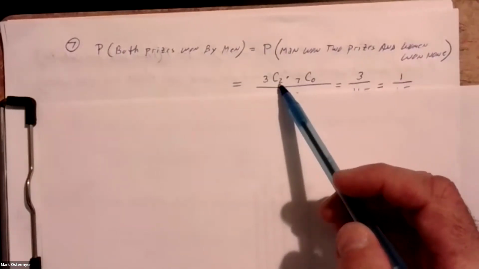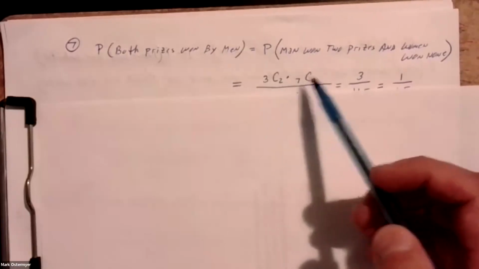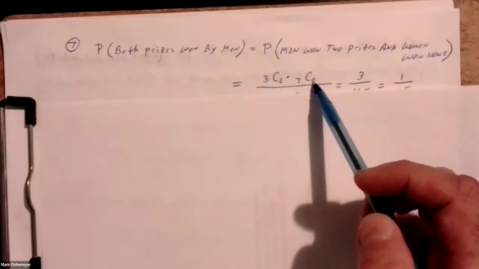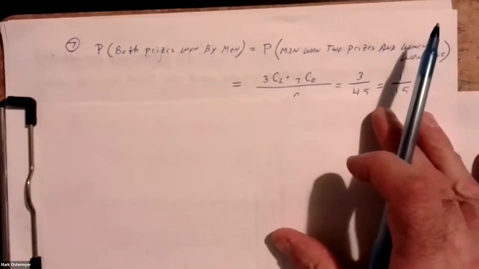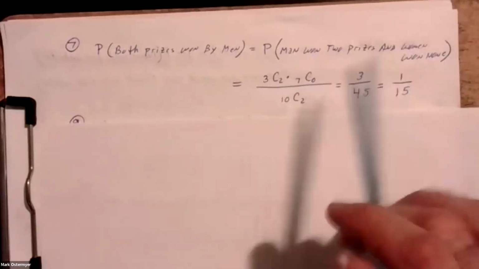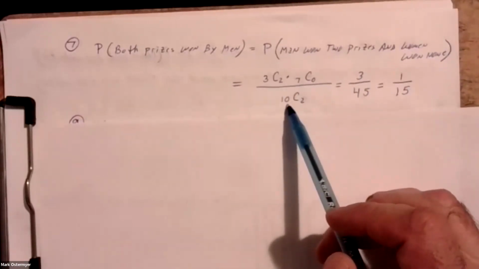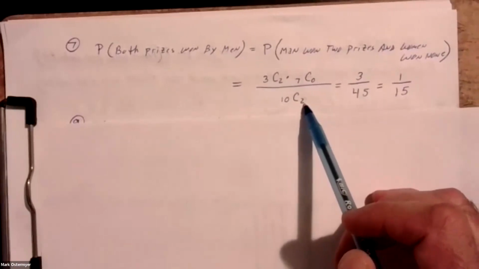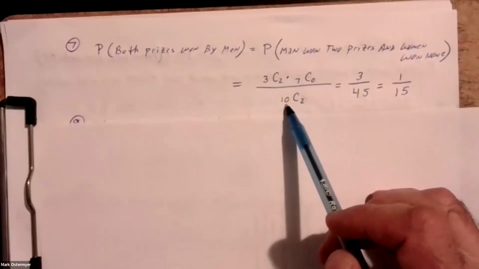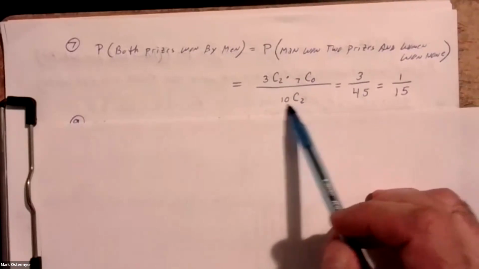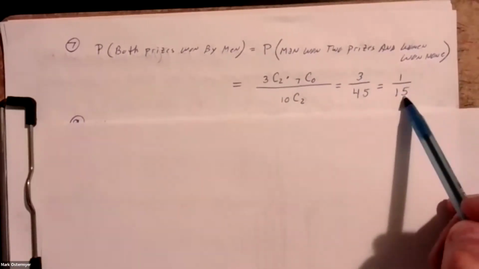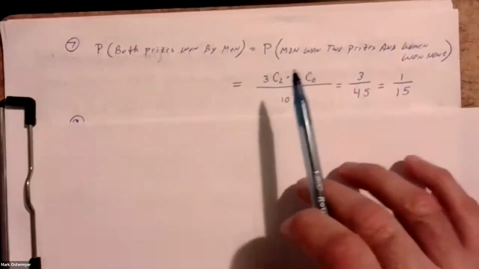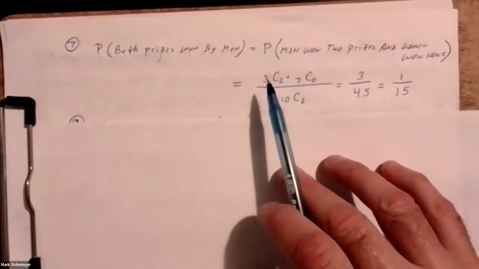So 3 in combination with 2 is the number of ways in which to award 2 prizes to 3 men, times technically the number of ways of awarding 0 prizes to 7 women, 7 in combination with 0, divided by, we have 10 total people, 10 executives. So what's the number of different ways of awarding 2 prizes to 10 executives where order does not matter? So this probability is going to be 3 divided by 45, which is 1 over 15. And that's your answer. That's the probability that both prizes are won by a man.